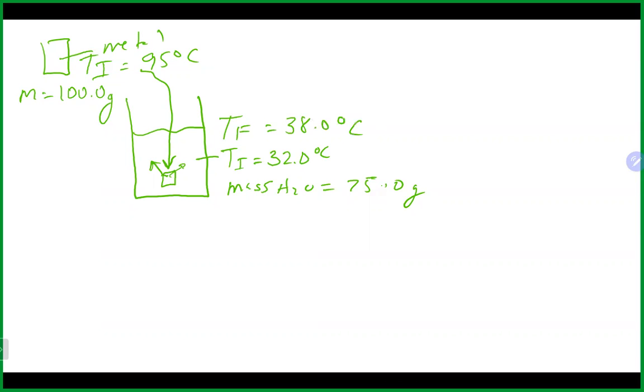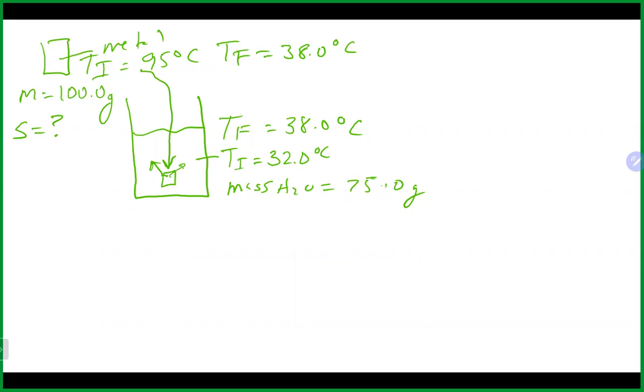Now, when you do this, the final temperature of the metal will end up being what temperature? It'll be exactly the same as the water, right? Because it's sitting in there, it's going to come to equilibrium with the temperature of the water. So the final temperature of the metal here would also be 38 degrees Celsius. So if we wanted to know something like the specific heat capacity of the metal, we could actually use water to help us calculate that.